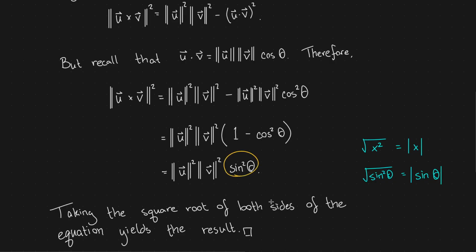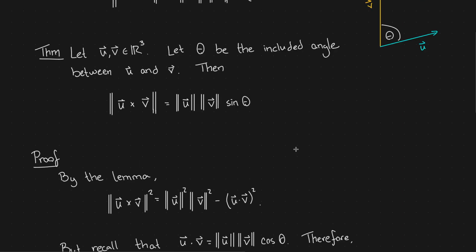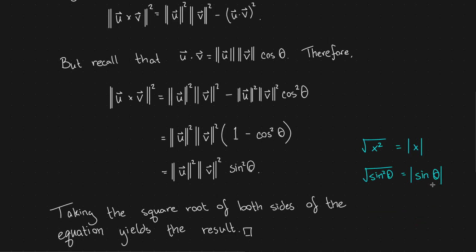But sine theta could sometimes be negative, right? So why in our theorem is it sine theta here and not absolute value sine theta? Well, it's because theta can only be between 0 and pi, because it's always the included angle. And between 0 and pi, sine is always positive. And so when we take the square root, we don't have to use an absolute value because sine is always positive when theta is between 0 and pi.